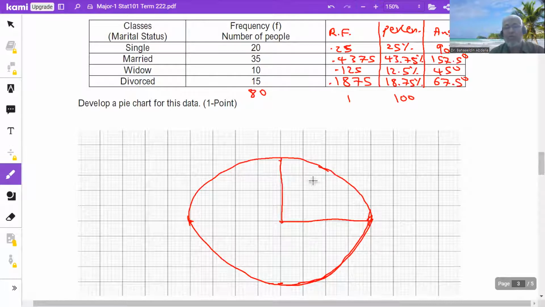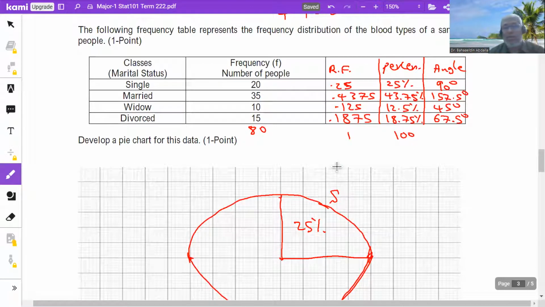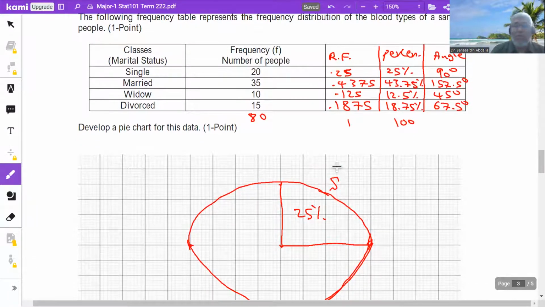So this quarter will represent 25%. Okay, I can write here single, or here single, and here 25%. No problem. Also, if you use degrees, you know that all the circle is 360, 90 would be a quarter circle. So this is the single, 25%.